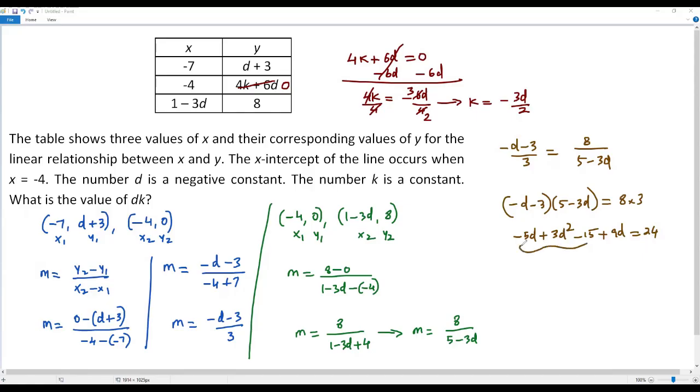Okay, now let's rearrange the terms on the left side over here. Let me write this 3d square at first. Then we can combine this negative 5d and positive 9d. I am getting positive 4d. Then we can write the constant negative 15 equals 24.